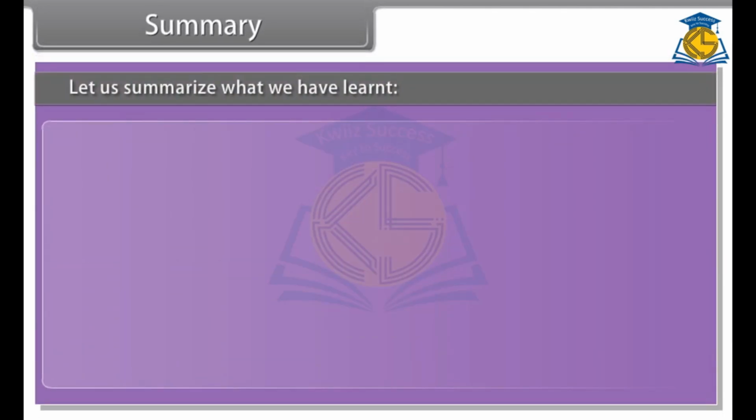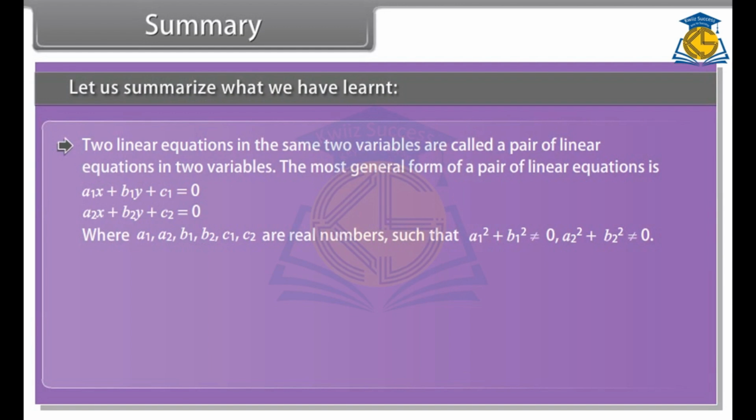Summary. Let us summarize what we have learned. Two linear equations in the same two variables are called a pair of linear equations in two variables. The most general form of a pair of linear equations is a1x plus b1y plus c1 is equal to 0, a2x plus b2y plus c2 is equal to 0, where a1, a2, b1, b2, c1, c2 are real numbers such that a1 square plus b1 square is not equal to 0, a2 square plus b2 square is not equal to 0.